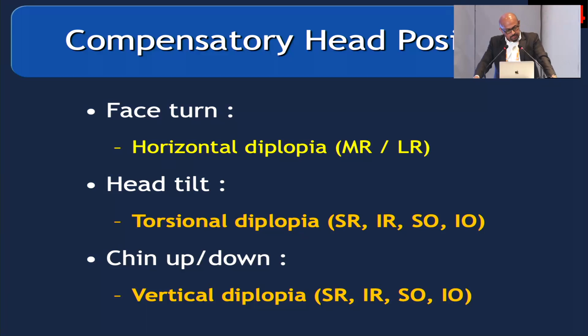The first thing you look at when you have a patient with vertical diplopia is what is the head position. What is important for us for this talk is whether there is any head tilt, and is there any chin up or chin down position? Because both of those would tell you that the patient has a torsional diplopia with a compensation with a head tilt or a chin up and a chin down position.